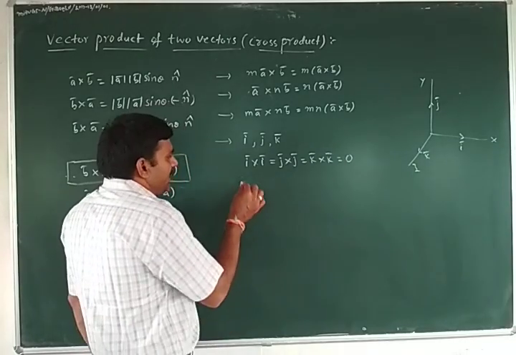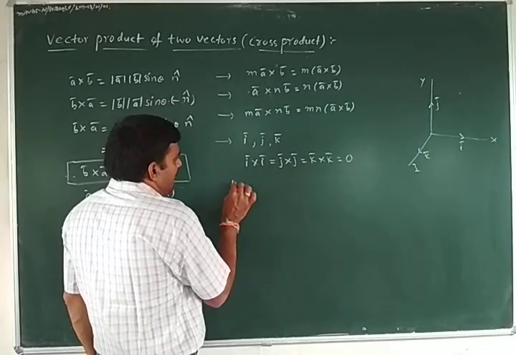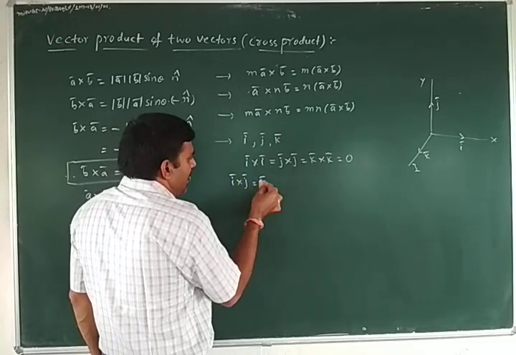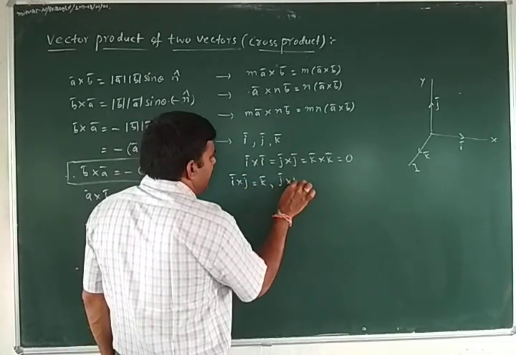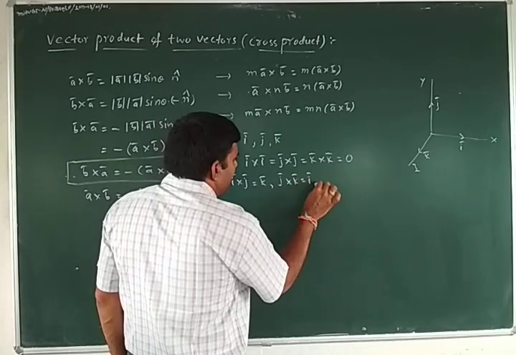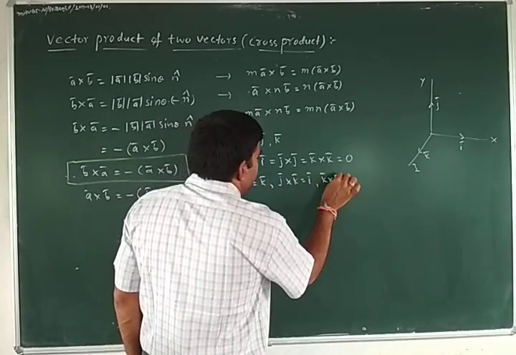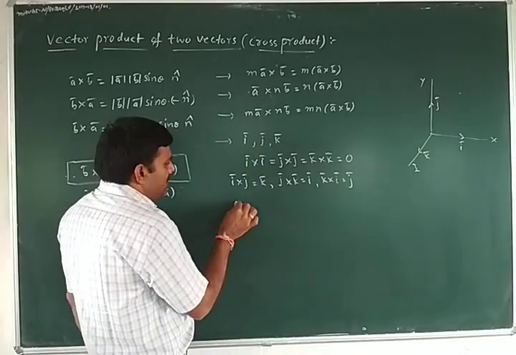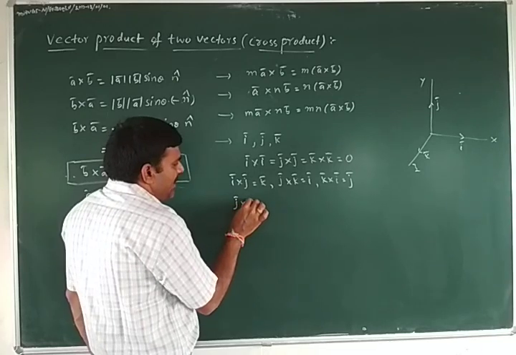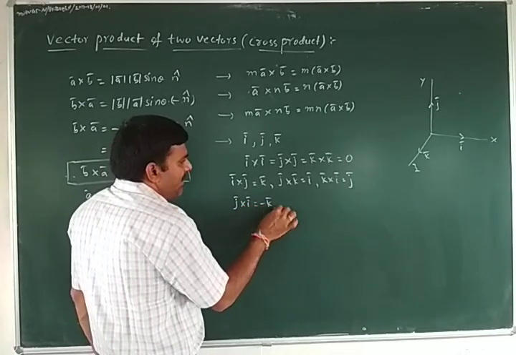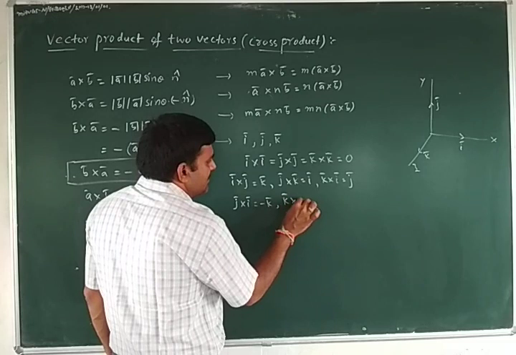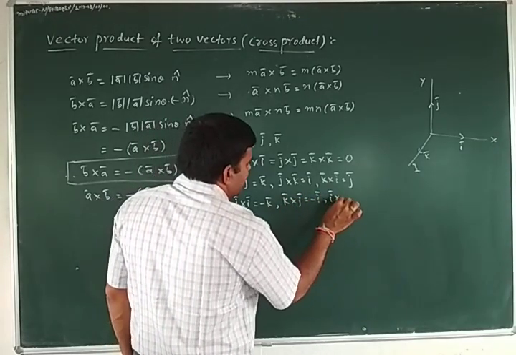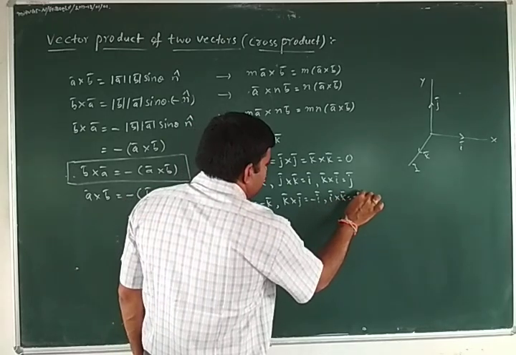And next, i bar cross j bar is equal to k bar, j bar cross k bar is equal to i bar, and k bar cross i bar is equal to j bar. One more: j bar cross i bar is equal to minus k bar, k bar cross j bar is equal to minus i bar, and i bar cross k bar is equal to minus j bar.